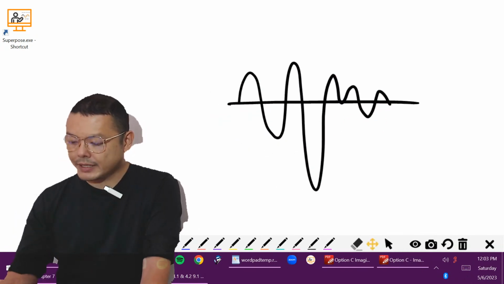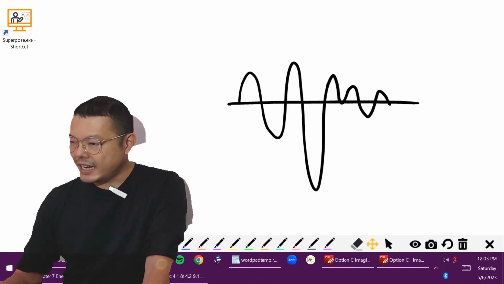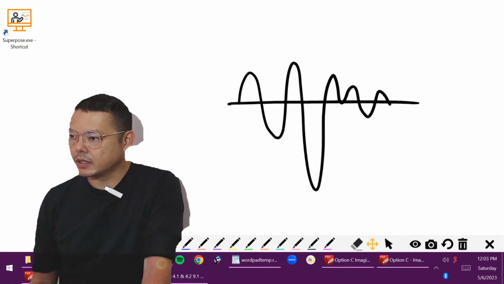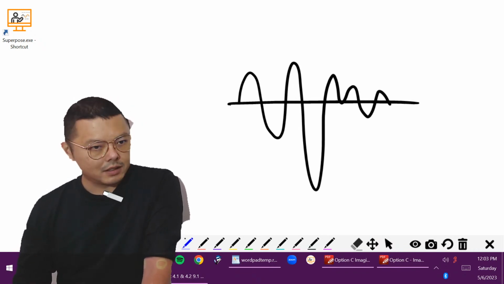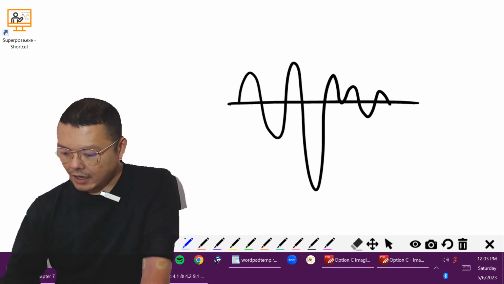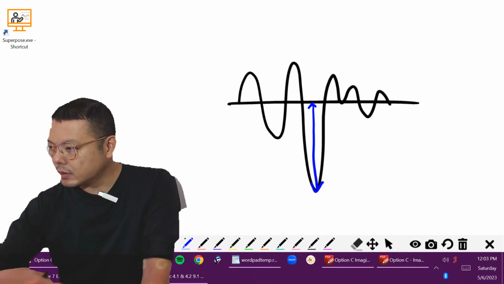Then I ask you, what's the amplitude of the sound wave? I want you to indicate the amplitude of the sound wave in this picture. How would you indicate it? Yeah, from the line all the way to the bottom here. This would be the amplitude. Right? This would be the amplitude.